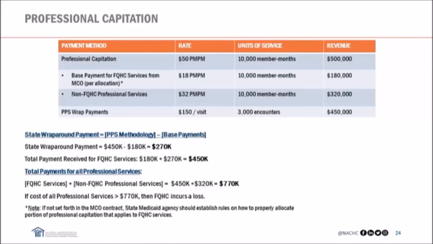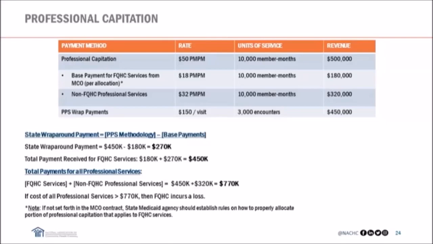The calculation is going to be based on how much the health center would have received under PPS. Here, that would have been $450,000. You deduct the allocated amount of payment for the FQHC services, which in this example is $180,000, meaning the state's wraparound obligation is $270,000, bringing the total payments for FQHC services to $450,000.